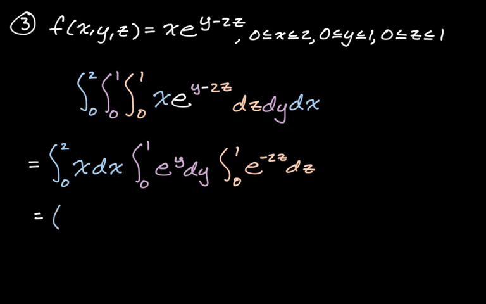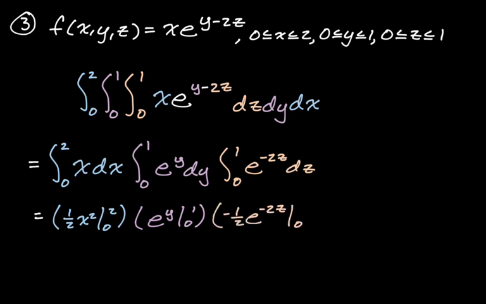So you'll get 1/2 x squared, and that's going to go from 0 to 2. You will get e to the y, and that will go from 0 to 1. And then you will get negative 1/2 e to the negative 2z, which is going to go from 0 to 1. Okay, and now we just fundamental theorem this.